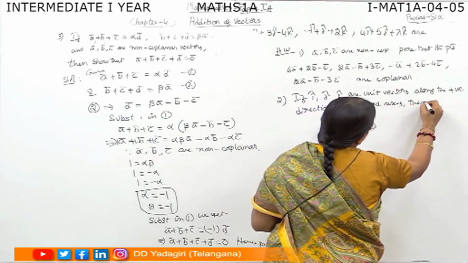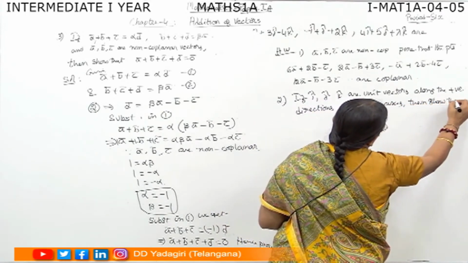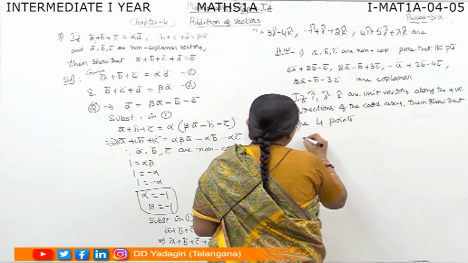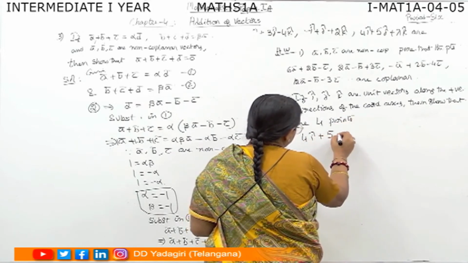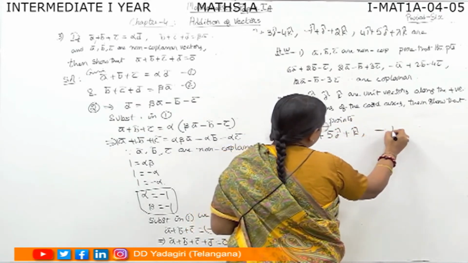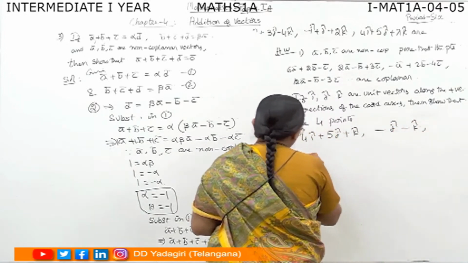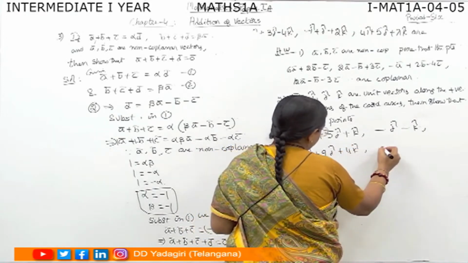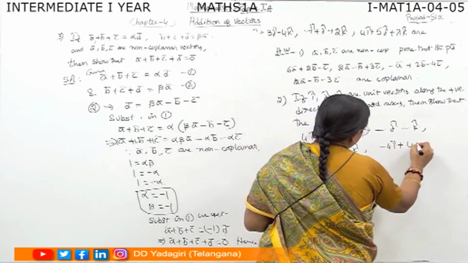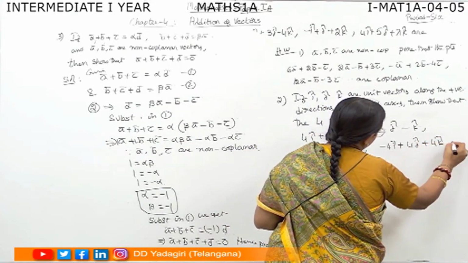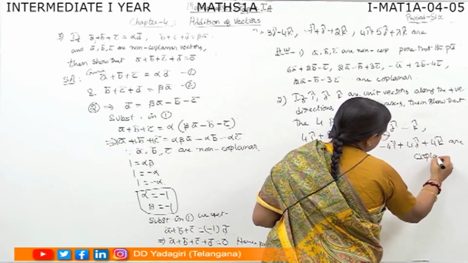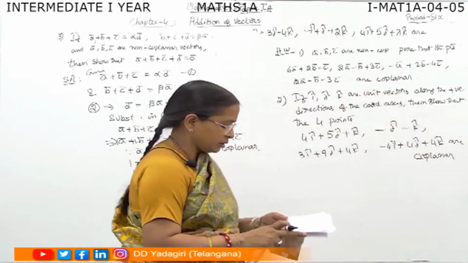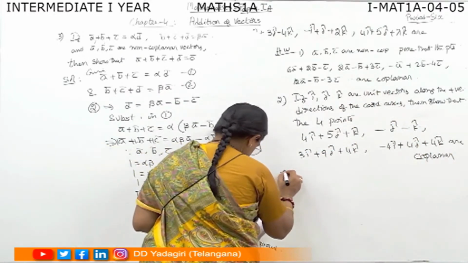Then show that the 4 points 4i plus 5j plus k, minus j minus k, 3i plus 9j plus 4k, and minus 4i plus 4j plus 4k are coplanar. Same, instead of A, B, C, you have i, j, k. So it is the same procedure. I can take down another problem.